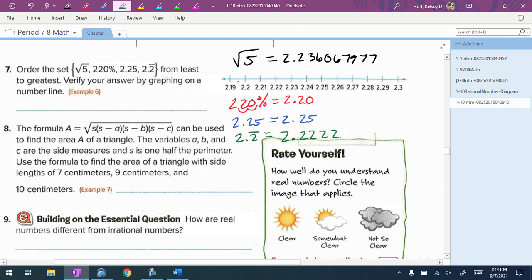So they want us to write these from least to greatest. So here's where we start comparing our place value. Our whole numbers, what do you notice? They're all 2s, okay? We go to the tenths. What do you notice? They're all 2s. So now we have to go to the hundredths.